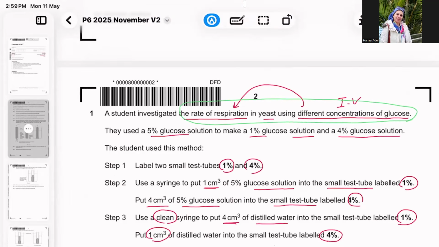So when we start to write the conclusion, we have to refer to the concentration of glucose, whether by increasing or by decreasing, whatever, and its effect on the rate of respiration. So how can we write it?